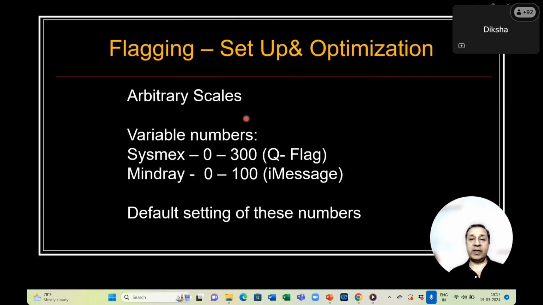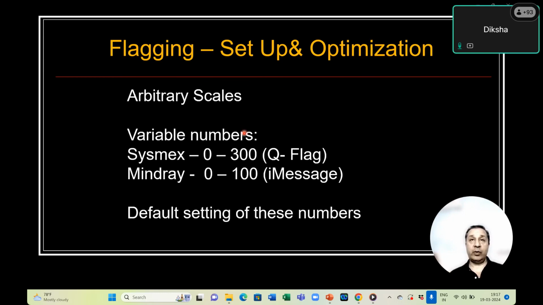So this brings us to the concept of optimization of flagging, or setting up of flagging, in the various instruments that you use in your setups. Remember, for all practical purposes, when you allow the cells to be counted in a hematology analyzer, there are certain arbitrary scales in every hematology analyzer wherein the dot which is coming onto the scatter plot has specific X, Y, and Z coordinates. And depending upon the X, Y, Z coordinates, you are able to define its location within the scatter plot.